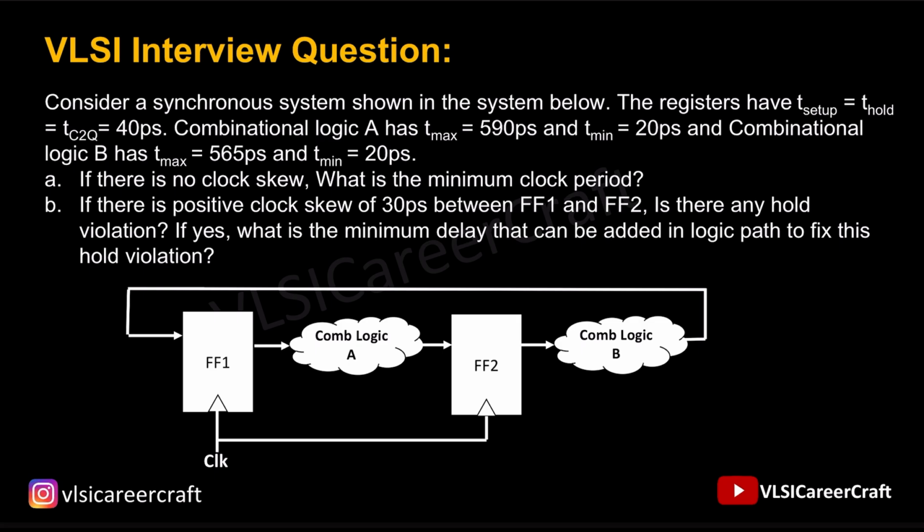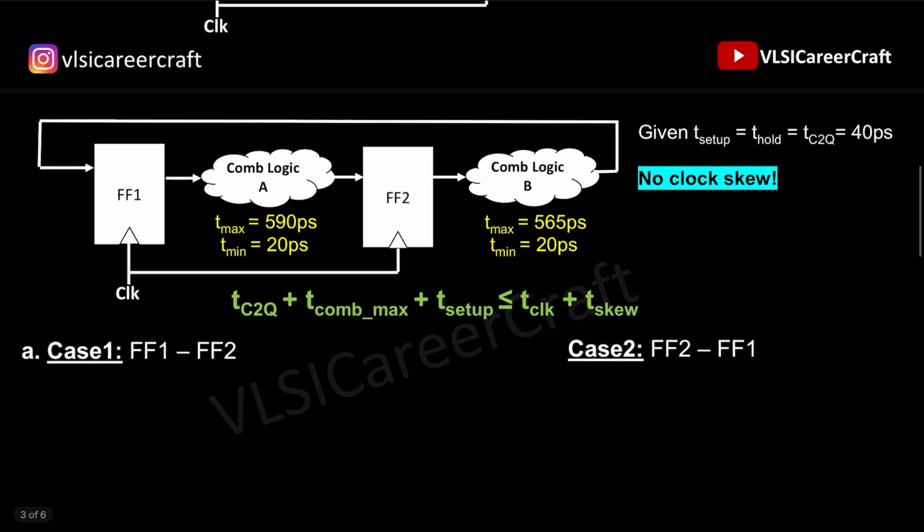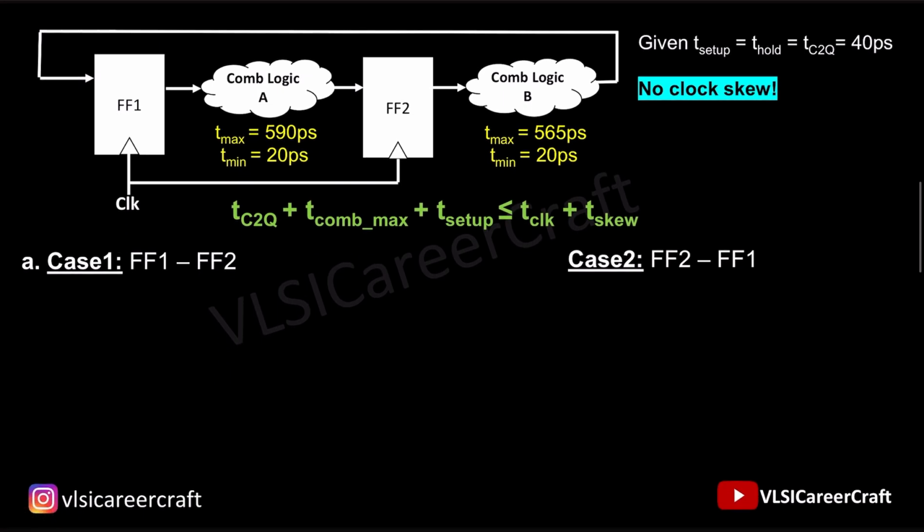And in the second part of the question, it is given that there is a positive clock skew of 30 picosecond between flip-flop 1 and flip-flop 2. That is in path 1. So we were asked to check if there is any hold violation here, and if there is a hold violation, how can we fix it? So first let's solve part A.